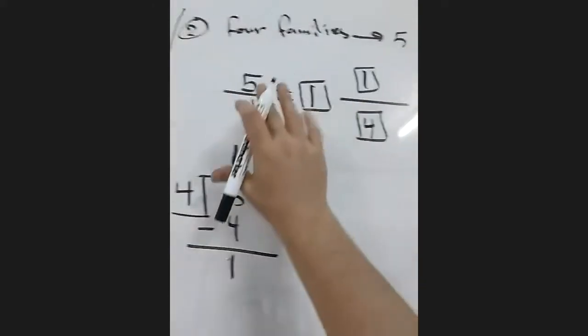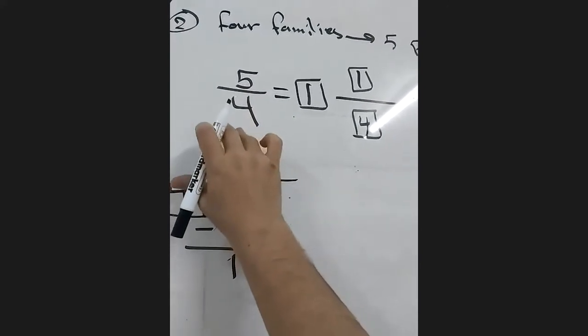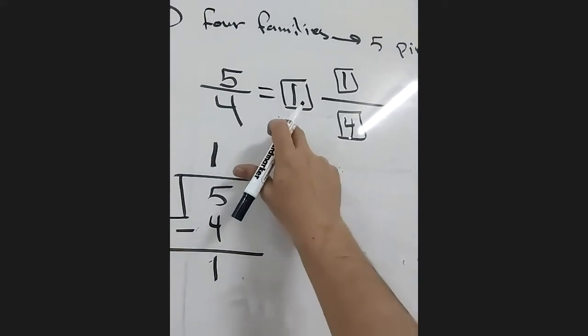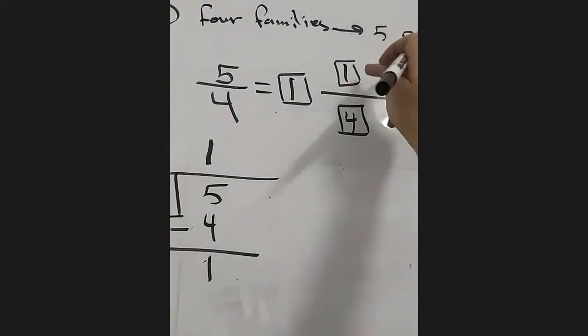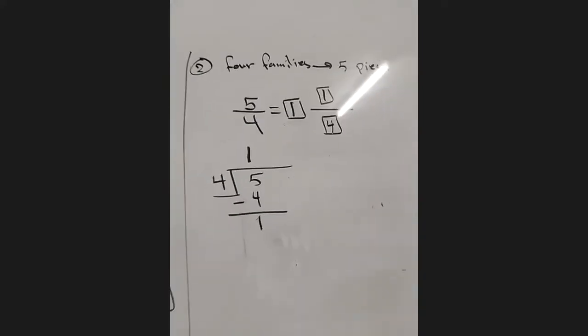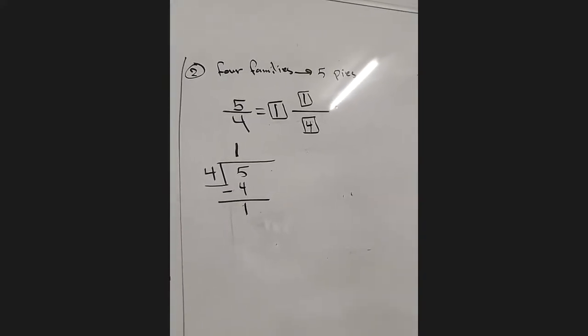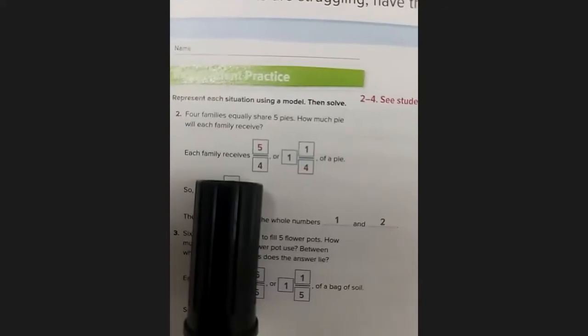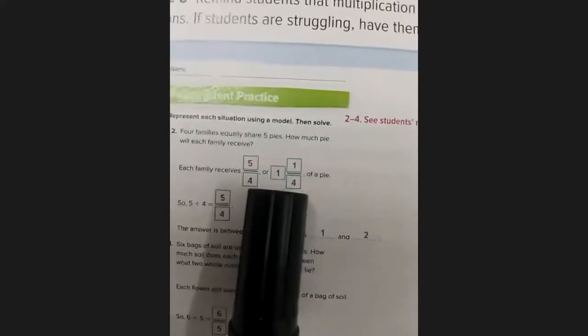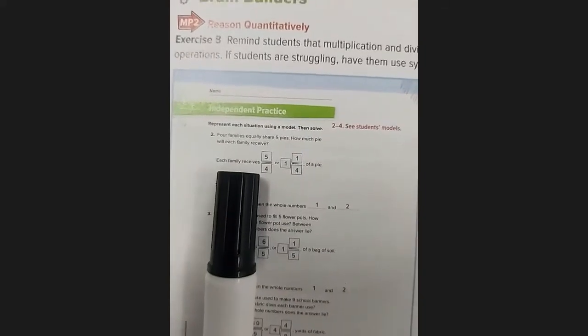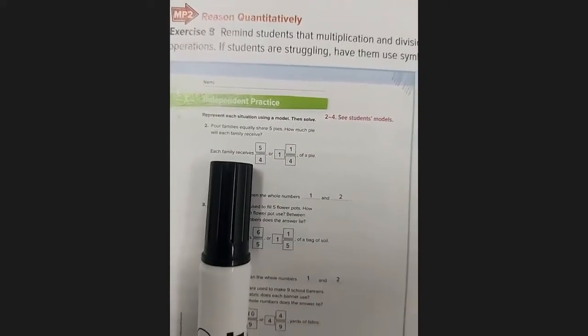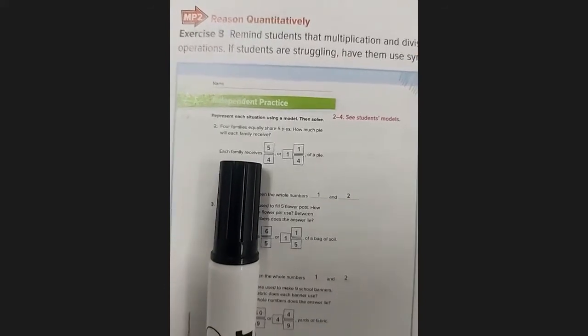So you remember how we turn the fraction into a mixed number. 1 and 1/4, okay? This is question 2. So here, fill it in, guys. 5/4 is the fraction, or 1 and 1/4 beside it, of a pie.